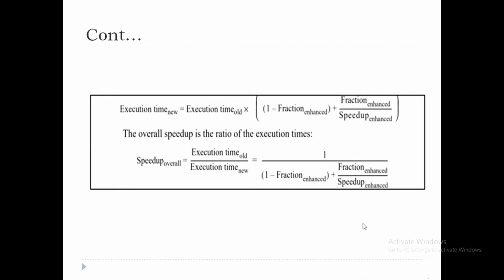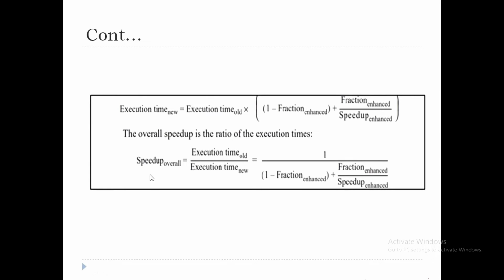So these are the two equations given for the execution time and the overall speedup. The execution time new is equal to execution time old into (1 minus fraction enhanced) plus fraction enhanced divided by speedup enhanced. So the new execution time depends on the old execution time.